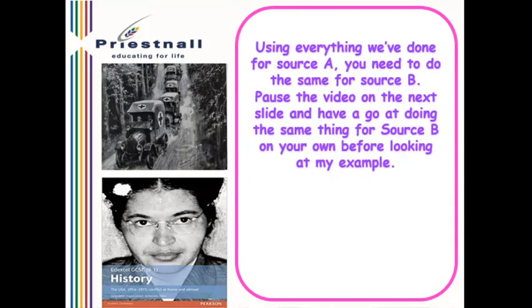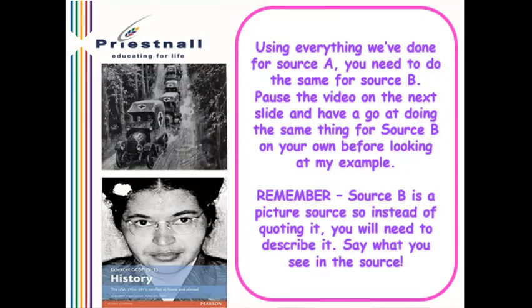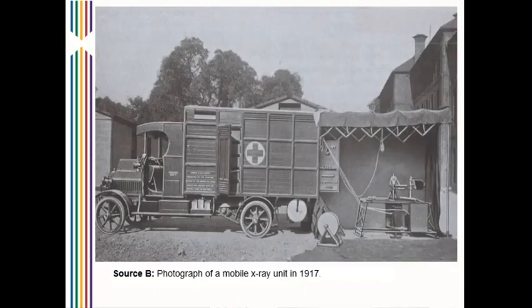So using everything we've done for source A, why don't you have a go at doing the same for source B now? So pause the video on the next slide and have a go at doing the same thing for B on your own before looking at my complete example model answer. So remember that source B is a picture source, so instead of quoting it, you will need to describe it. Literally say what you see in the source. So there's source B. I'll leave that on the screen for you if you want to go back and use some of my other sentence starters to help you out when constructing your paragraph. See if you can have a go now.